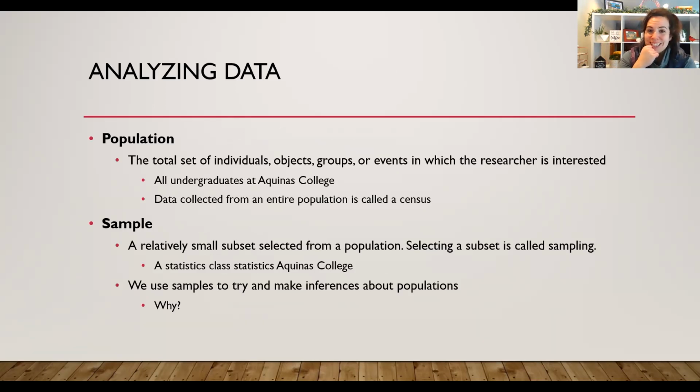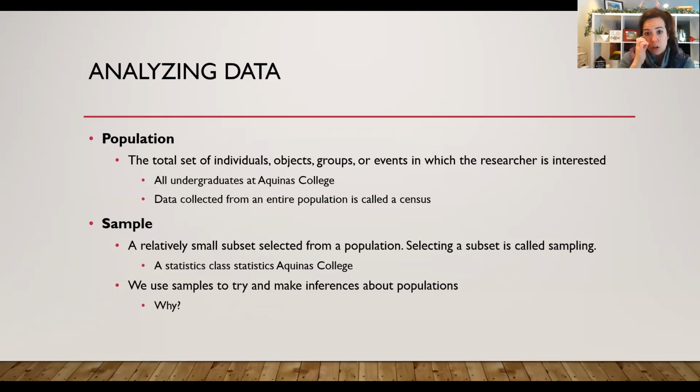How do we analyze this data? Well, there's two ways we can go about it. You can create a study where you analyze an entire population. That is the total set of individuals, objects, or groups that the researcher is interested in. So if I was interested in undergraduate students at Aquinas, to investigate the entire population of Aquinas students, every single student would need to be tested. Small job, big job? It's a very big job, right? That is what the census is.